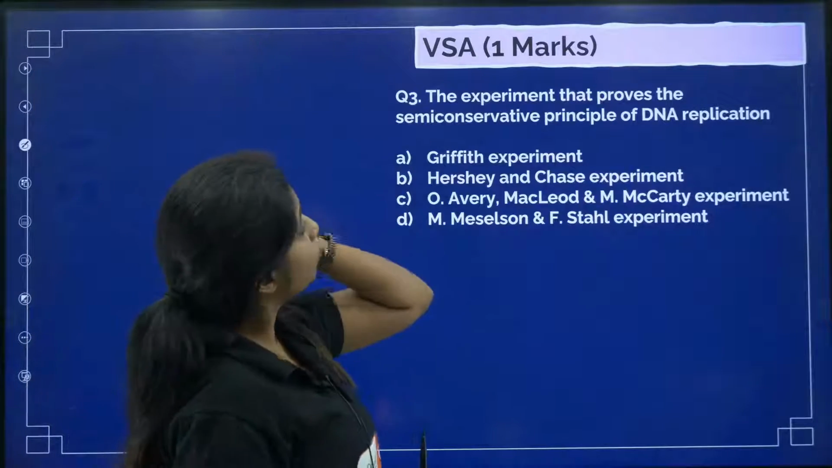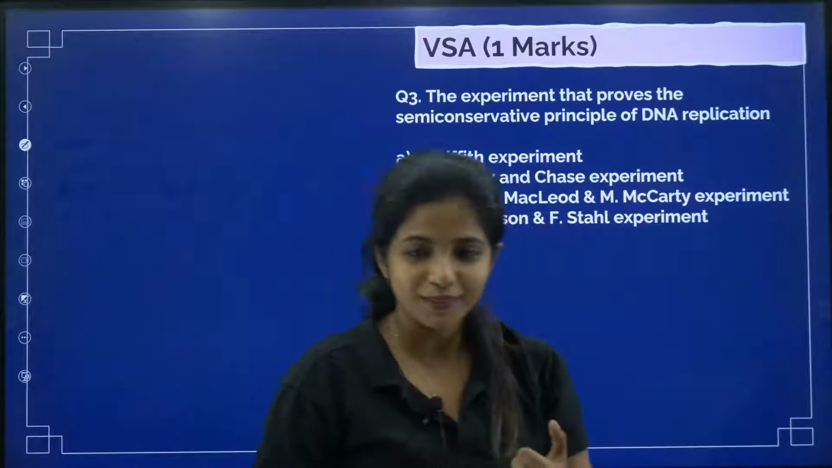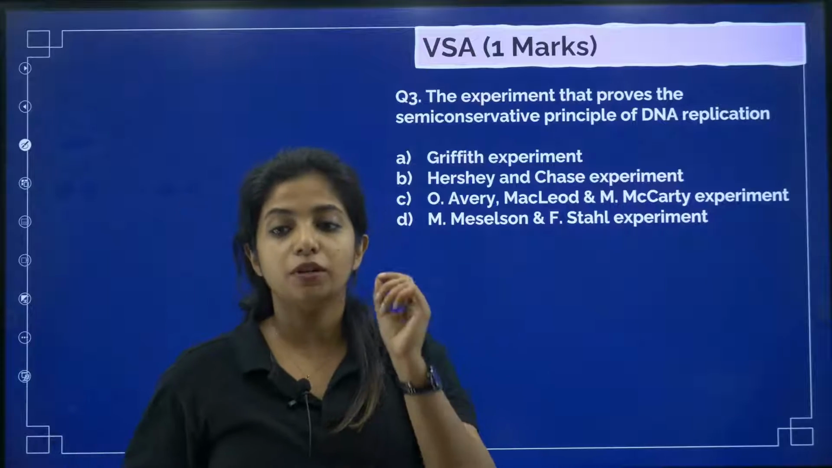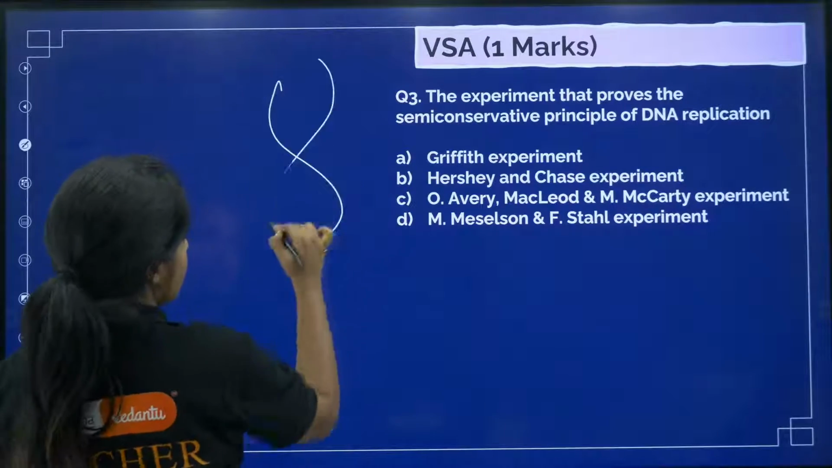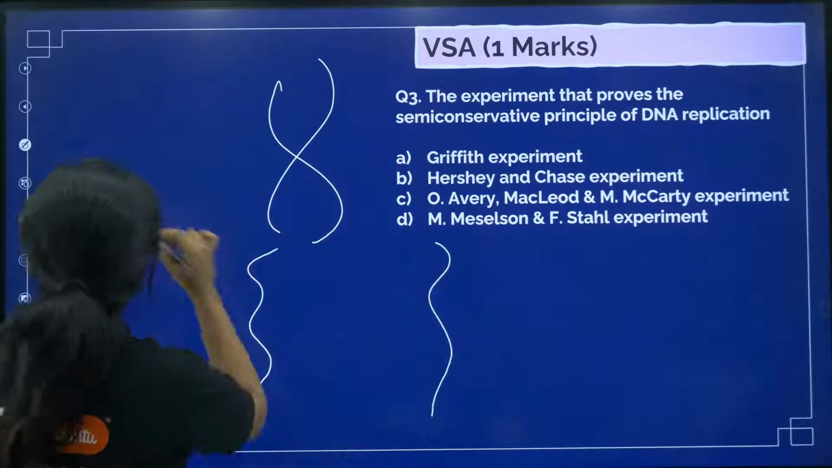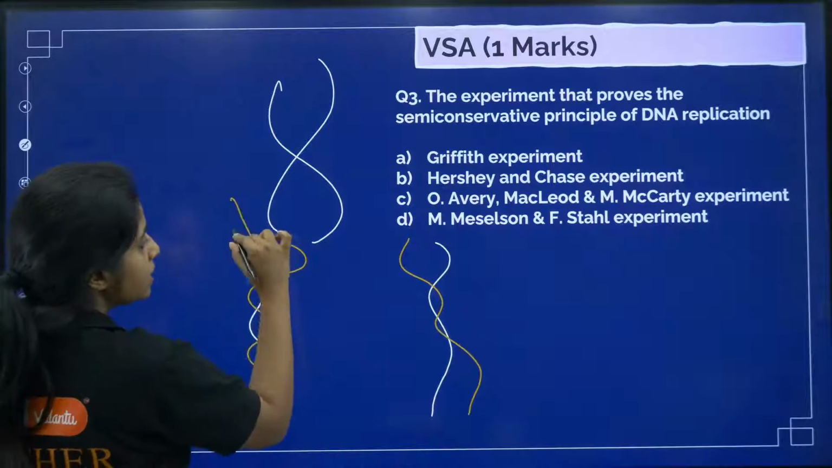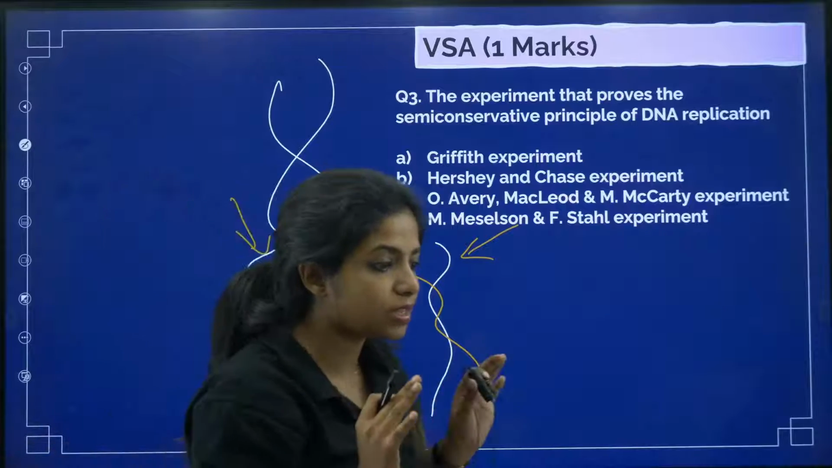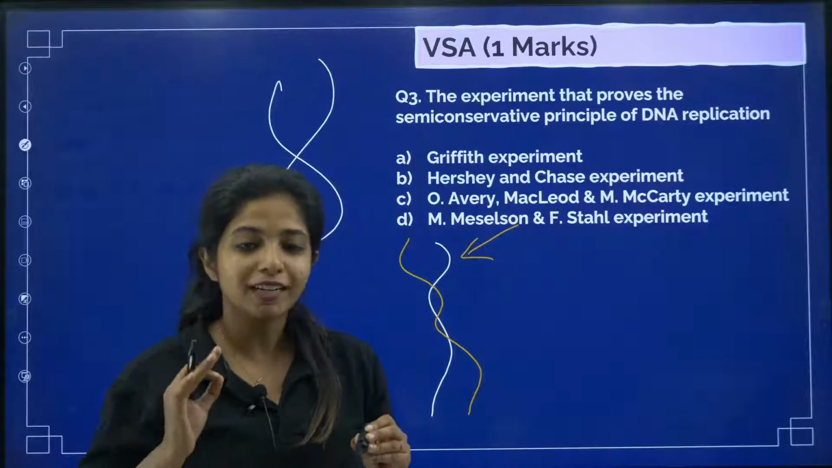The experiment that proves the semi-conservative principle of DNA replication was given by whom? Who showed that when the DNA is replicating and making a new copy, one strand will be parental and the other strand will be new? Hence, we are conserving the parental strand. Half of it is conserved, so it is a semi-conservative replication method. Who did the experiment?